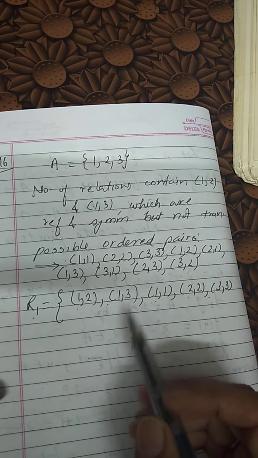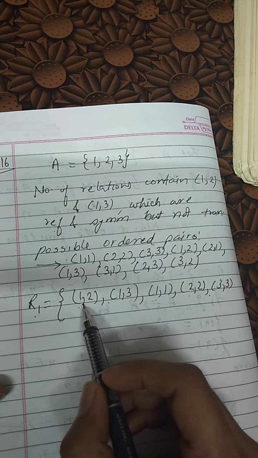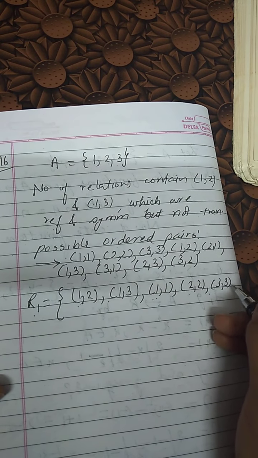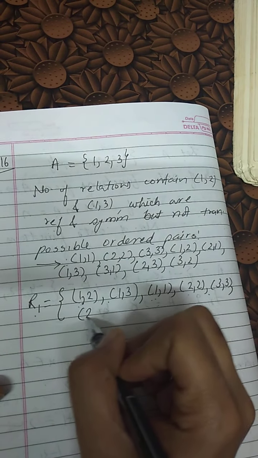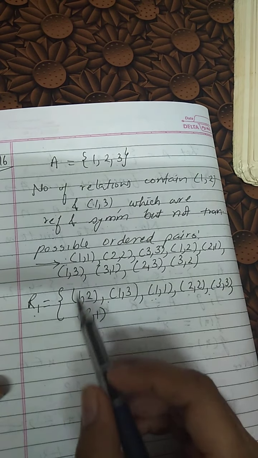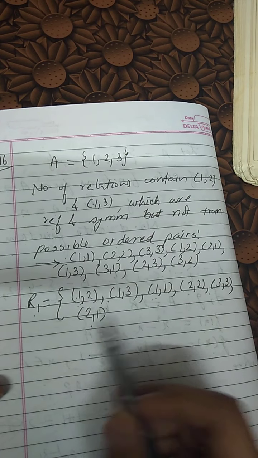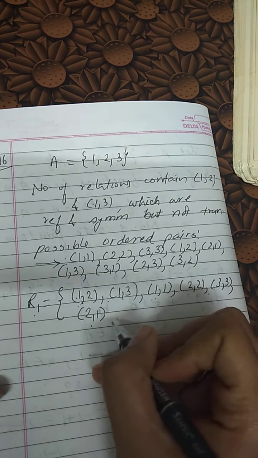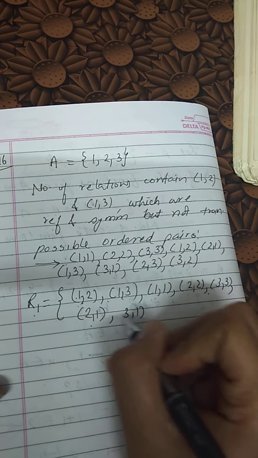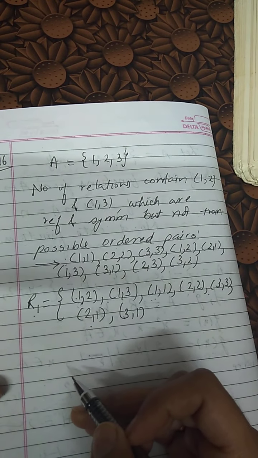I need the relation to be symmetric also. Now if 1 2 is there, what should I have here? I should have 2 comma 1 also. Only then I can say the relation is symmetric. If 1 2 is there, 2 1 should also be present. So now if 1 3 is there, what is the next thing? 3 1 also should be present. Only then this relation will become symmetric.